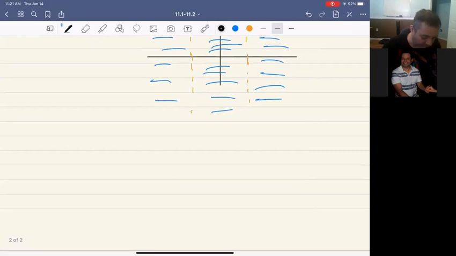Let's take f of x, y equals square root of xy. Now this one's a little bit trickier. Remember, we cannot take the square root of a negative number. So that means x times y has to be greater than or equal to 0. Let's draw this.